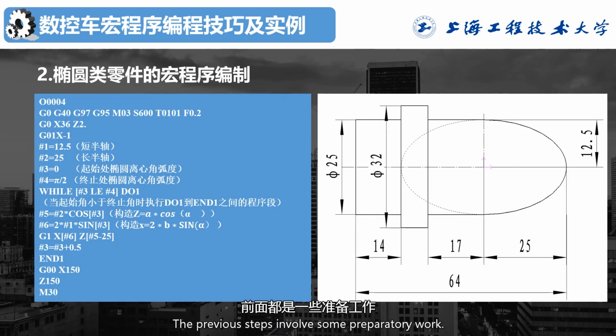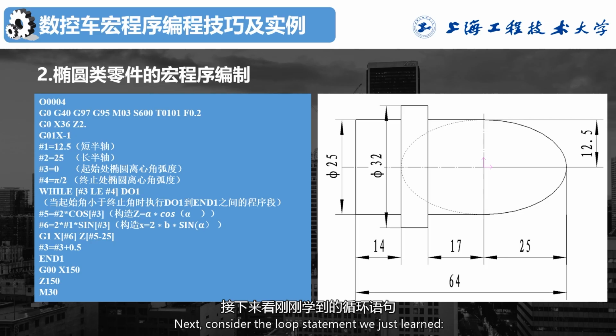The previous steps involve some preparatory work. First, assign variables to the minor and major axes, starting from the endpoint of the major axis. Therefore, the elliptical eccentric angle at the starting point is assigned a value of 0, and at the endpoint, it is assigned a value of pi divided by 2.